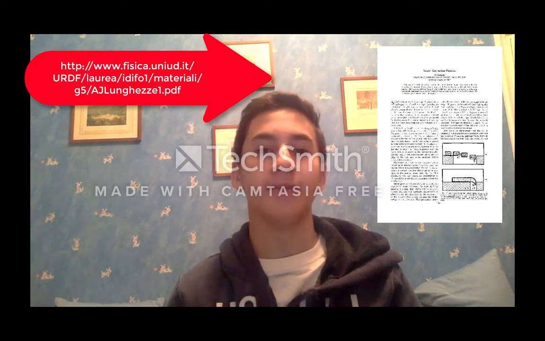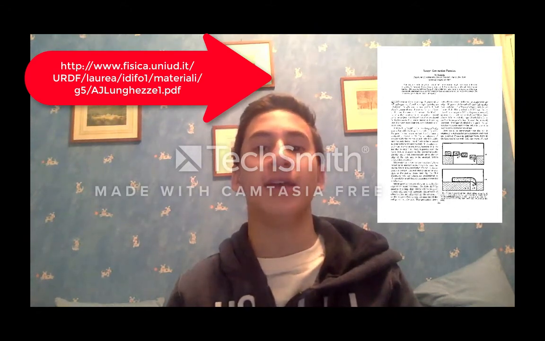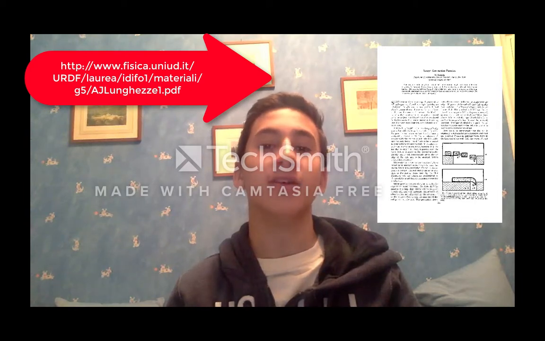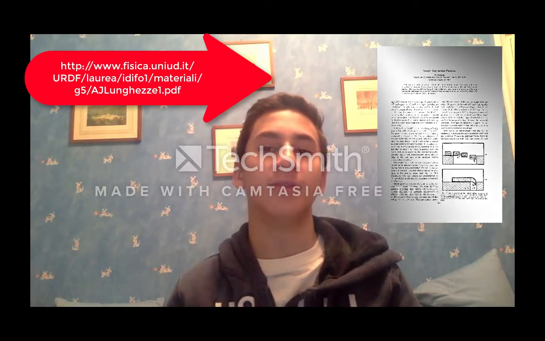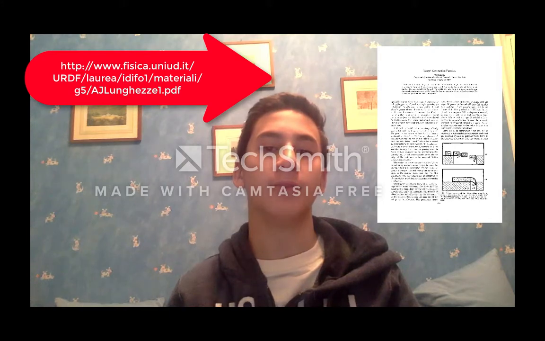A more in-depth and technical description of the topic of length contraction and of the paradox just discussed can be found in the scientific paper above. The link is also available for this paper.